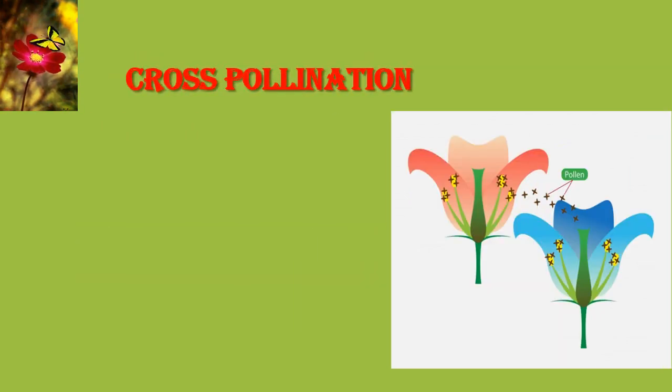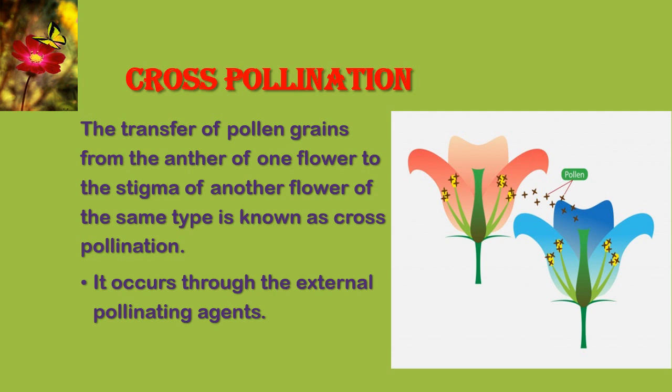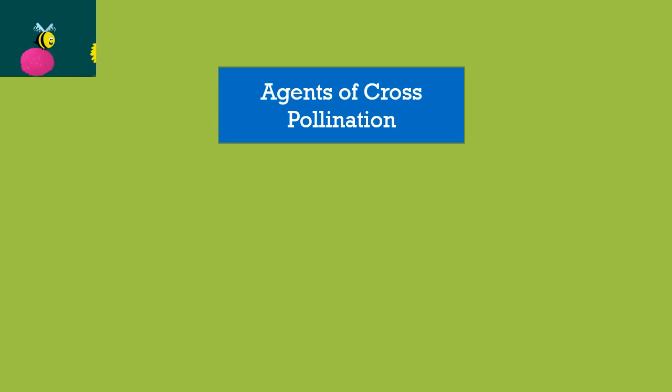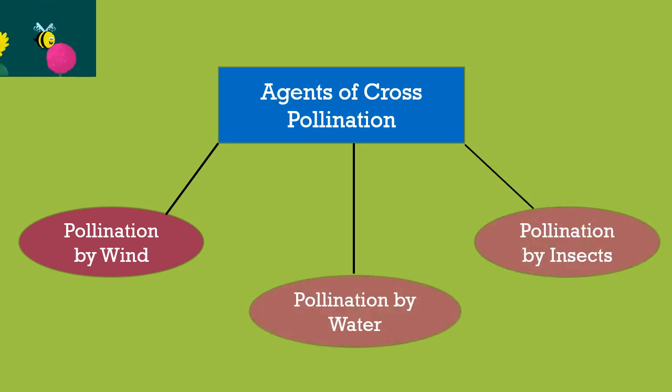Cross-pollination: the transfer of pollen grains from the anther of one flower to the stigma of another flower of the same type is known as cross-pollination. It occurs through the external pollinating agents. The different agents of cross-pollination are wind, water, and insects.